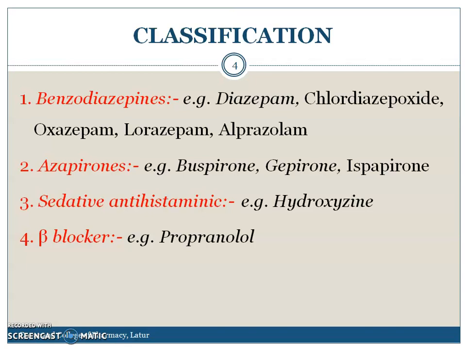Next, classification of anti-anxiety drugs. It is classified into 4 classes. First class, benzodiazepines. Examples are diazepam, chlordiazepoxide, oxazepam, lorazepam, alprazolam. Second class is azapirones. Examples are Buspirone, Gepirone. Third class is sedative antihistaminic drugs. Example is hydroxyzine. And the fourth class is beta blockers. Example is propranolol.